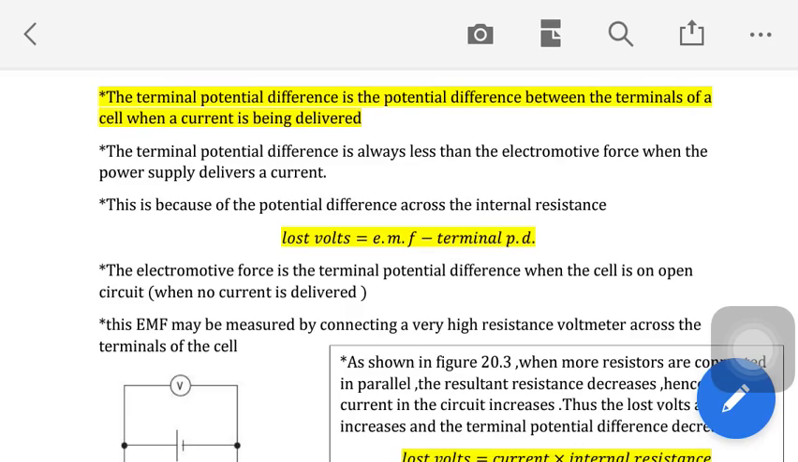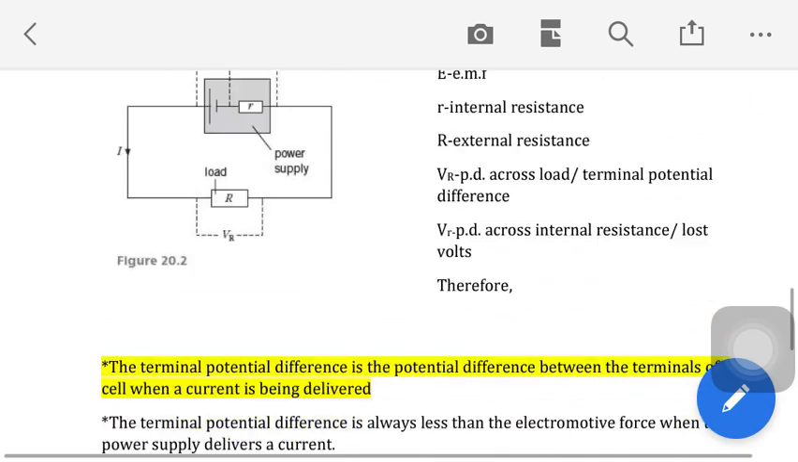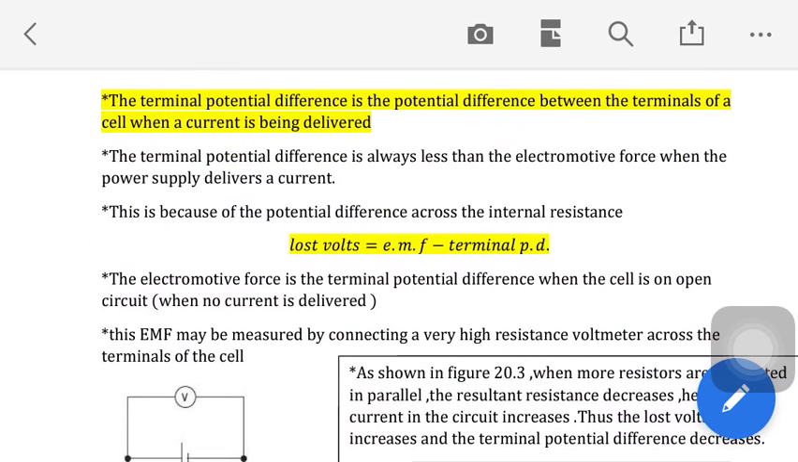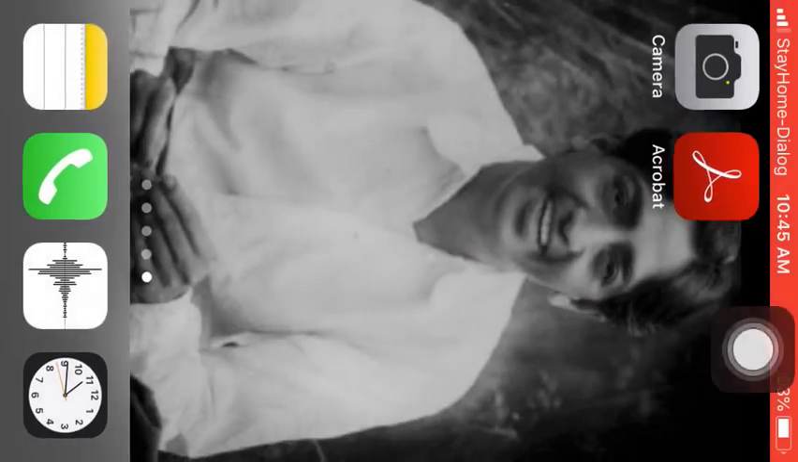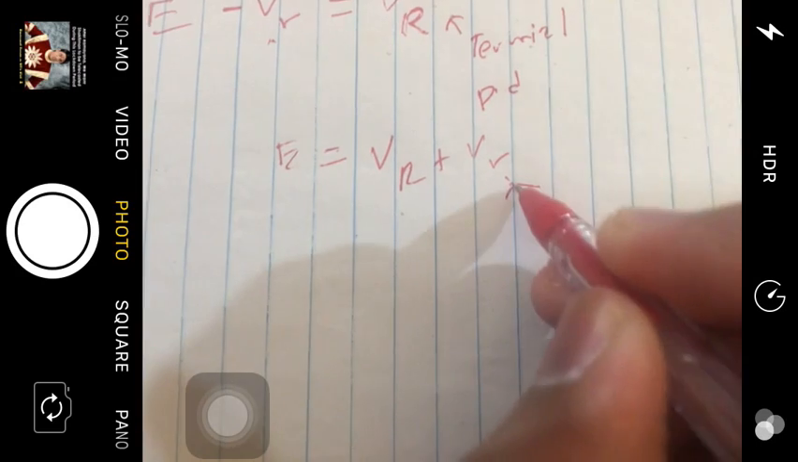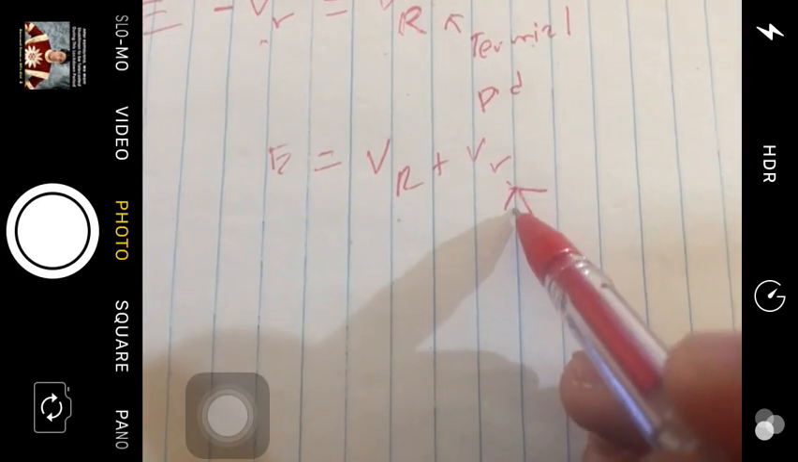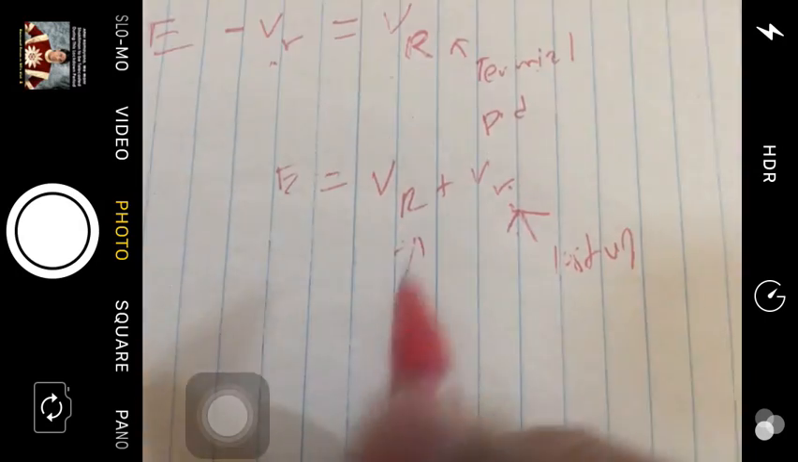So the lost volts is V into this small r, so that is equal to EMF minus terminal potential difference. So you can change the equation. Basically we have only one equation, we are just changing the subject of the equation. So E is equal to VR plus V small r. This is the potential drop across the internal resistance, that is also known as the lost volts. This is the terminal potential difference, and this is the EMF.